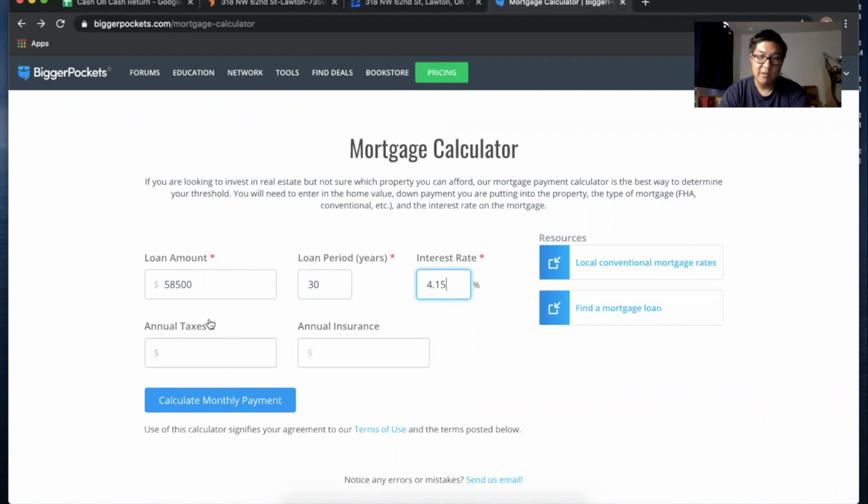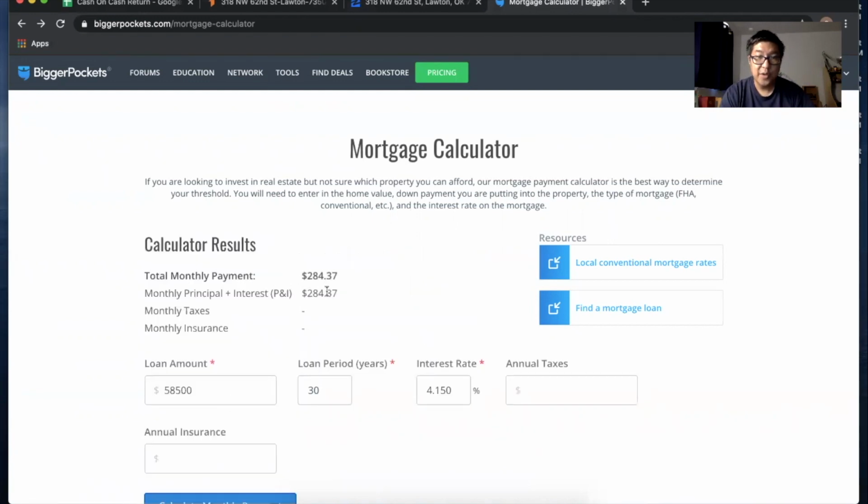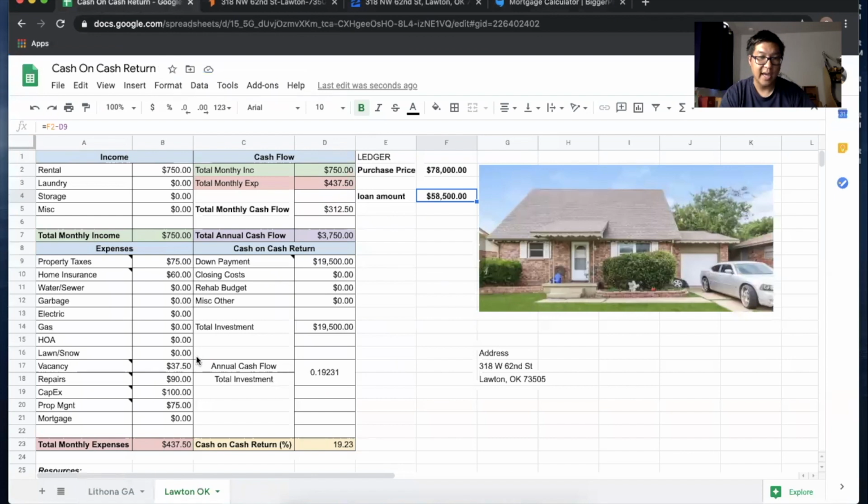Okay. Annual taxes and annual insurance I've already calculated, so I'm not going to include those. I am going to include those eventually in my escrow, but right now I'm not going to. I just need the monthly payment. So this tells me $284.37. I'm going to be paying my loan back at $284.37. So let's head back to my cash on cash. $284.37. I think that was the number.